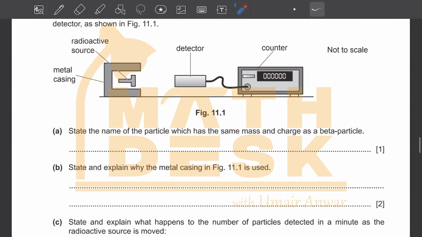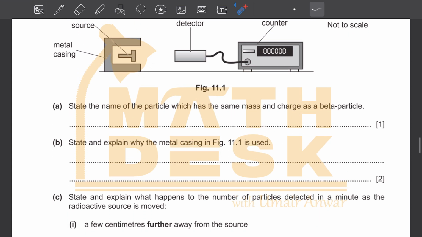State the name of the particle which has the same mass and charge as a beta particle. So the electron is the particle which has the same mass and charge as beta particle.